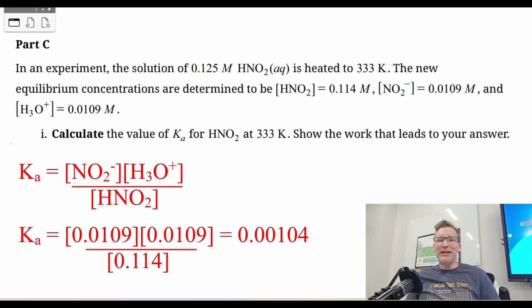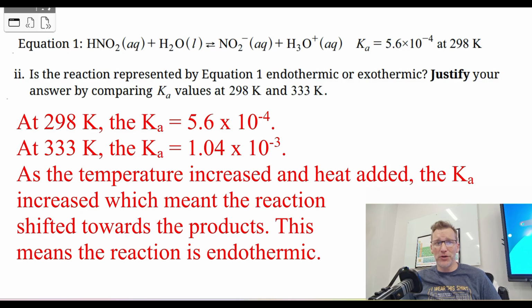Then we wanted to calculate the Ka value at a different temperature. The different temperature determined different concentrations. You just plug that in your equilibrium expression. You have 0.0109, 0.0109 on the numerator divided by 0.114, and we get 0.00104 for the new Ka at this new temperature.